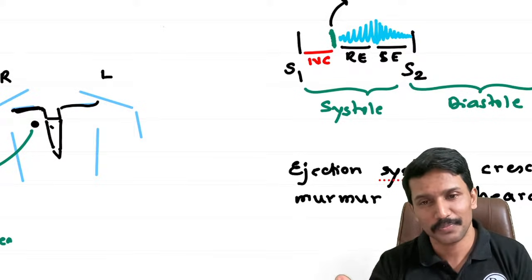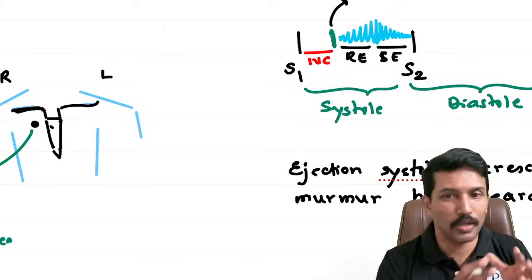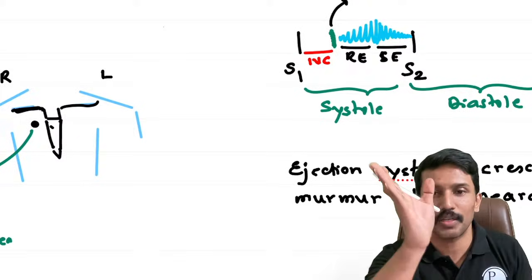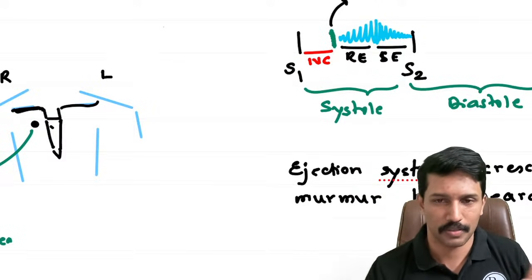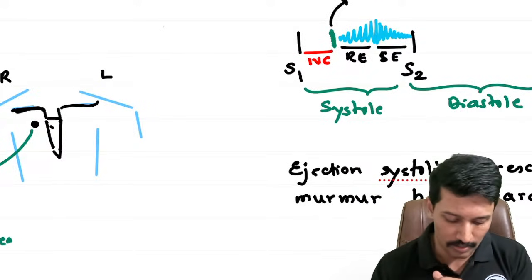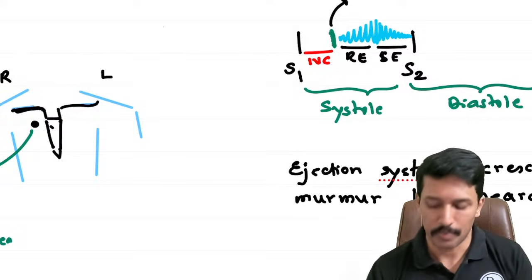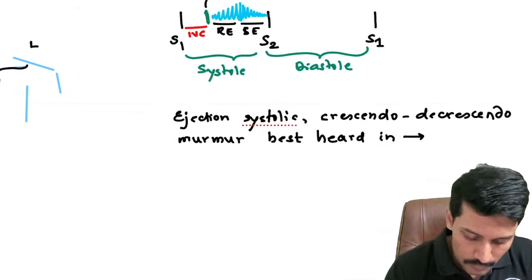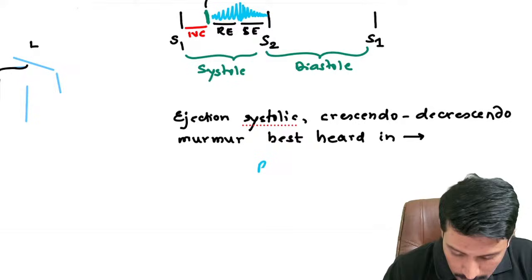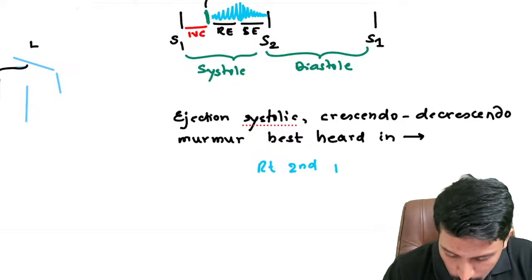The pulmonic area is on the left. The pulmonic valve is on the right side of the heart, but the direction of the jet of blood is towards the left. So that's why the pulmonic area is in the left second intercostal space. So best heard in the right second intercostal space.